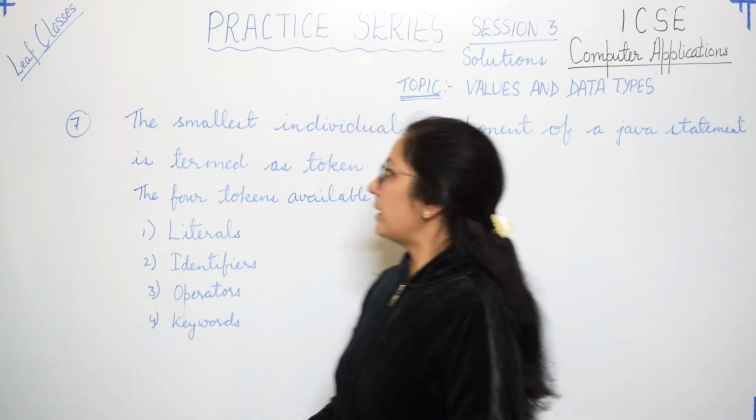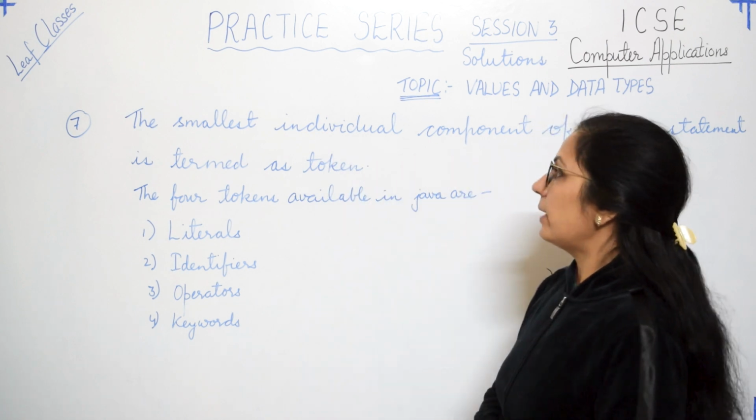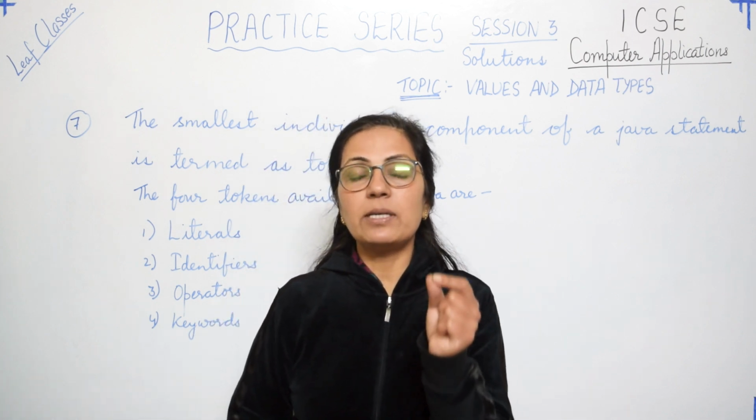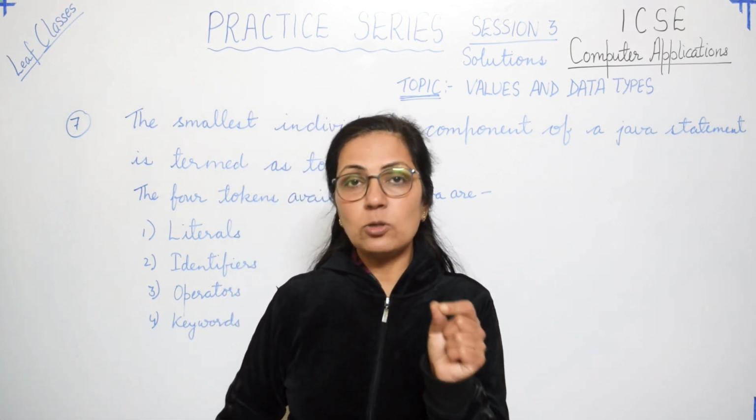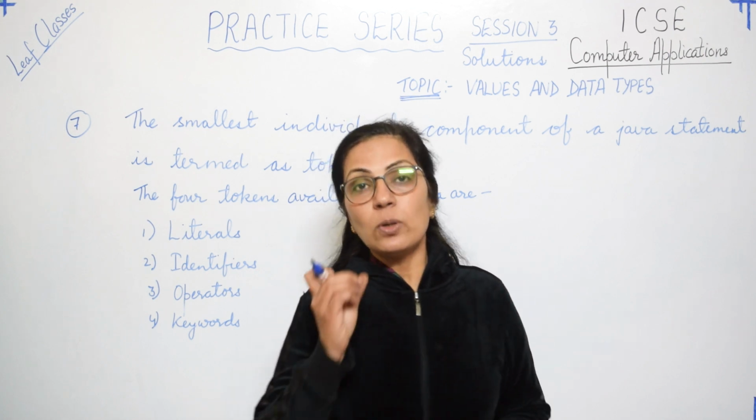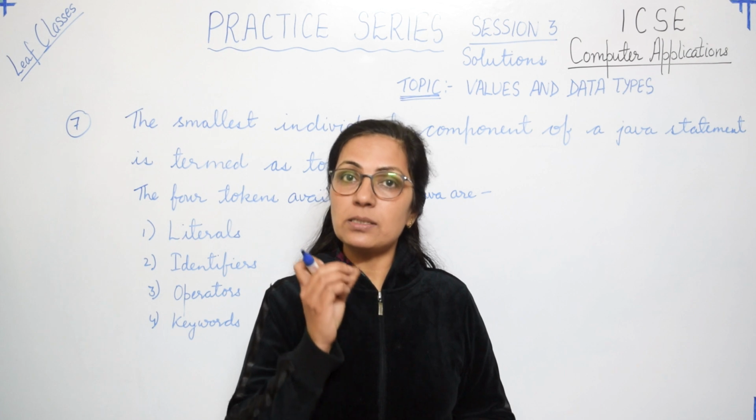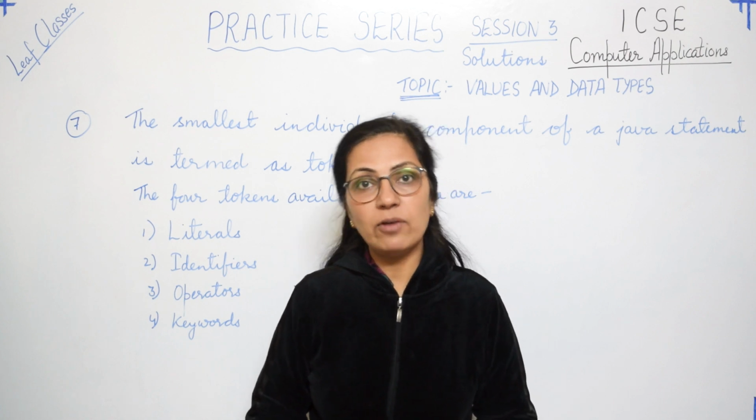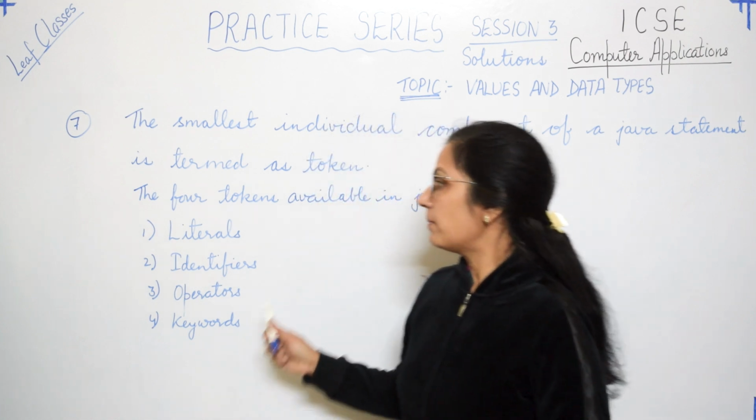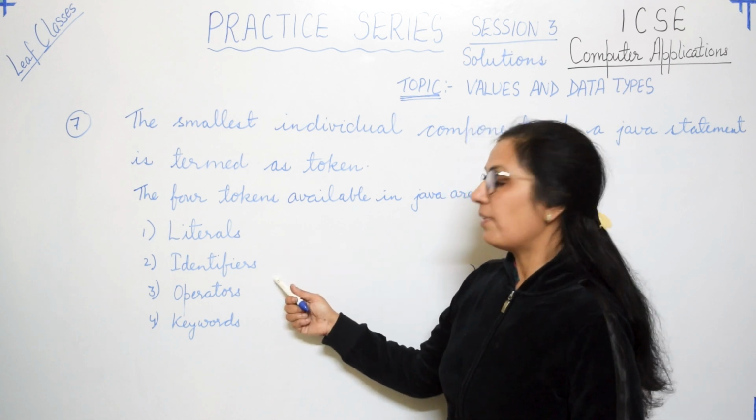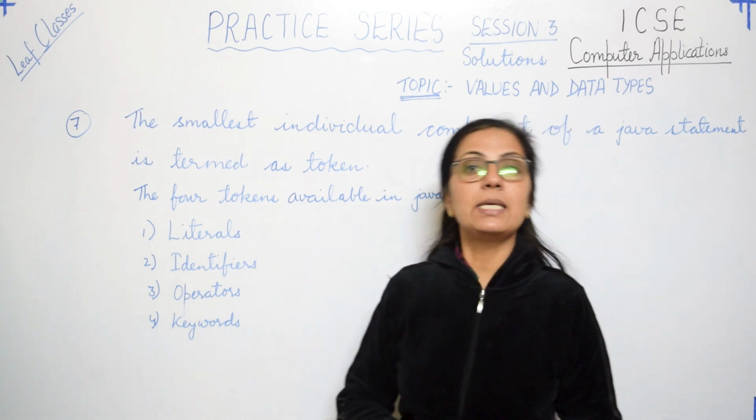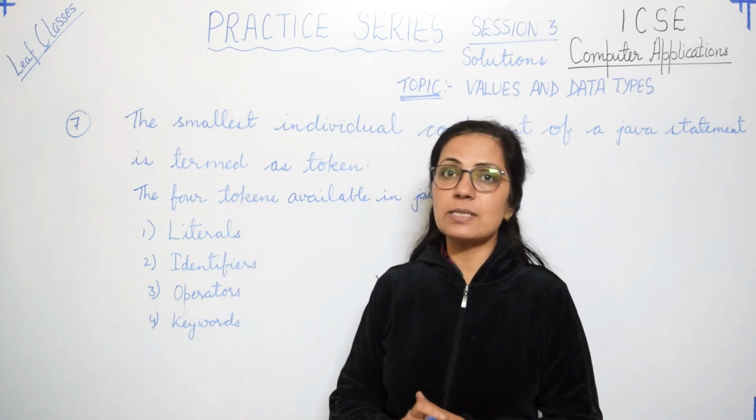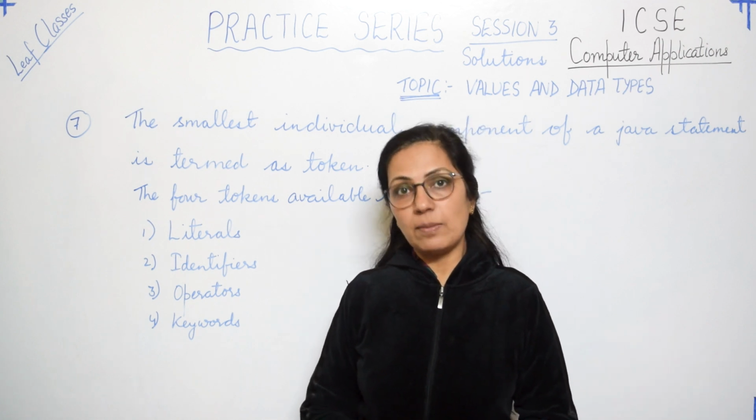So let us come to the definition. The smallest individual component of a Java statement is termed as token. Any single component, if you are writing A plus B, A is one token, plus is a token, B is a token. So each smallest individual component of the Java statement is termed as token, and we have many different types of tokens. The 4 names I have written here: literals, identifiers, operators, keywords, all these are tokens. So writing this much is sufficient if the question asks for the definition and the names of tokens.